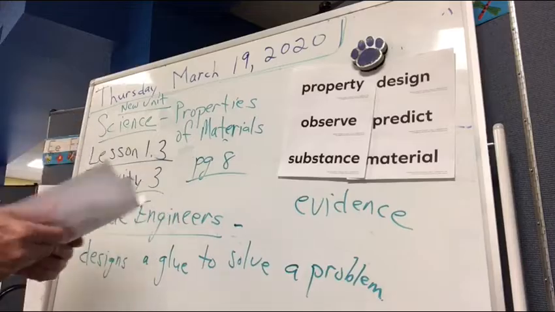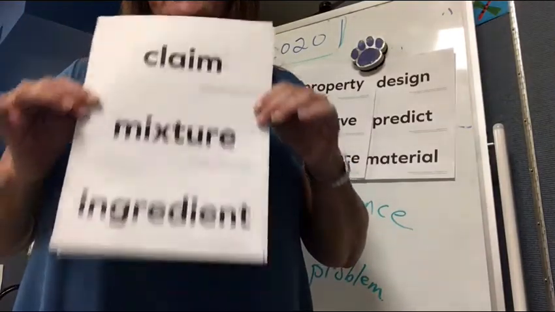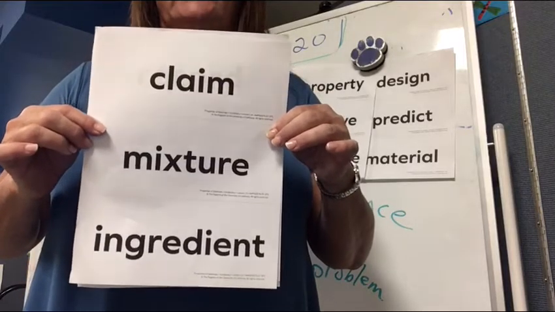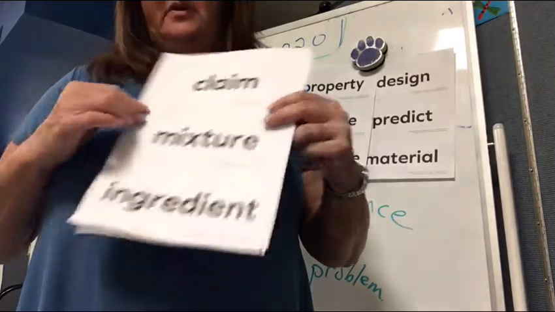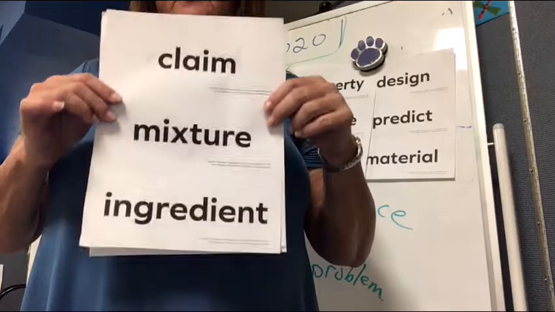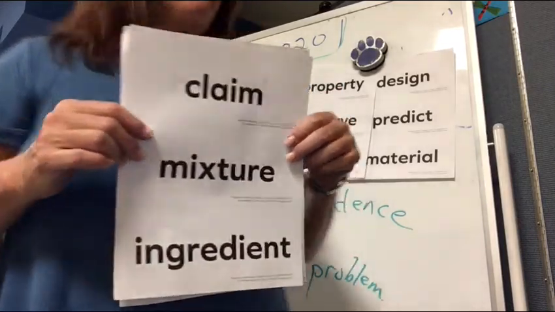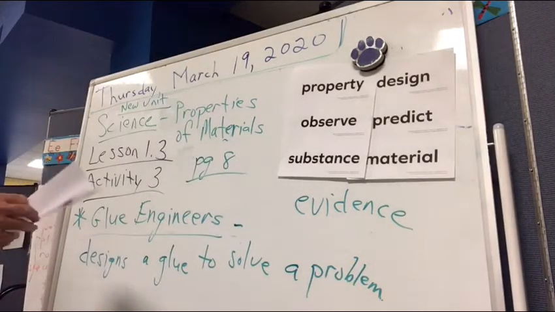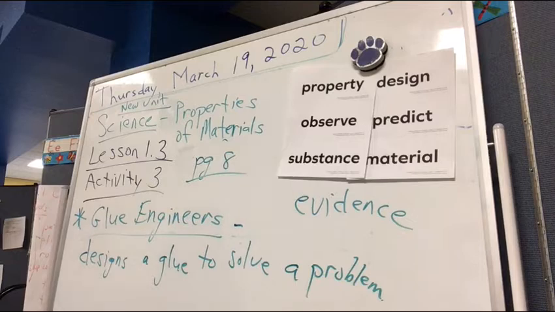He needs his evidence. He's going to make a claim that my glue mixture is going to hold two really big pieces of wood together. What is his mixture made of? And what are his ingredients? Different ingredients make up different substances. So, finish your answer on page 8, what do glue engineers do?